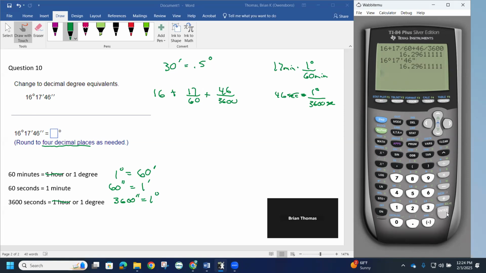So we actually can type 16 degrees, 17 minutes, and 46 seconds into the calculator, or we can convert into degrees by dividing the minutes by 60 and dividing the 46 seconds by 3,600 to convert into a degree measure as well, and then add all those together. So I could put this in the calculator, or I literally could type in 16 degrees, 17 minutes, and 46 seconds into the calculator, and it'll do it for us.